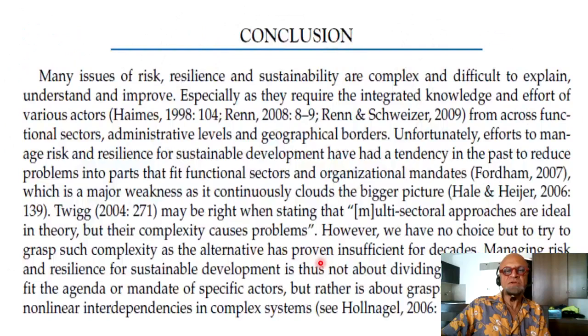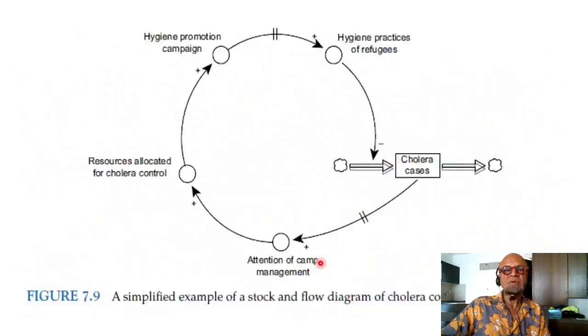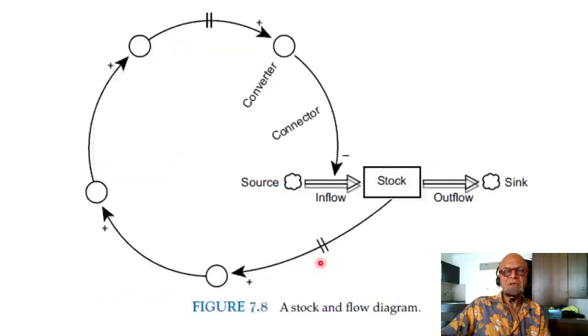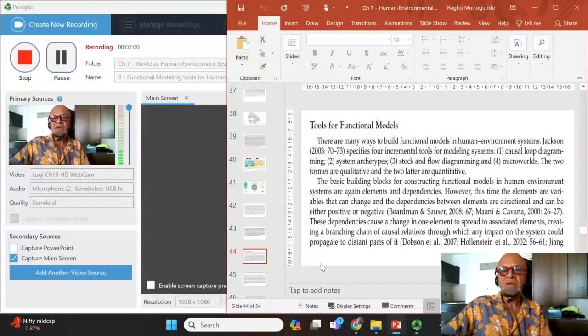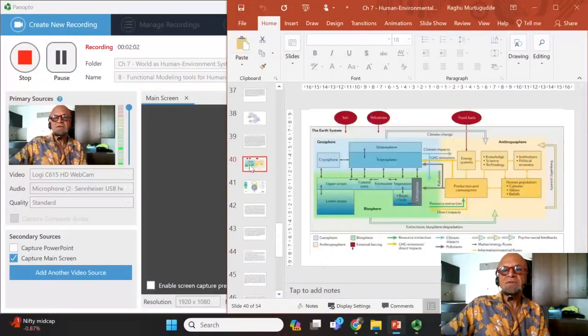Oops, why did I jump? What happened here? I jumped. Oops, I went. What happened here? Okay, so somehow I am jumping around.